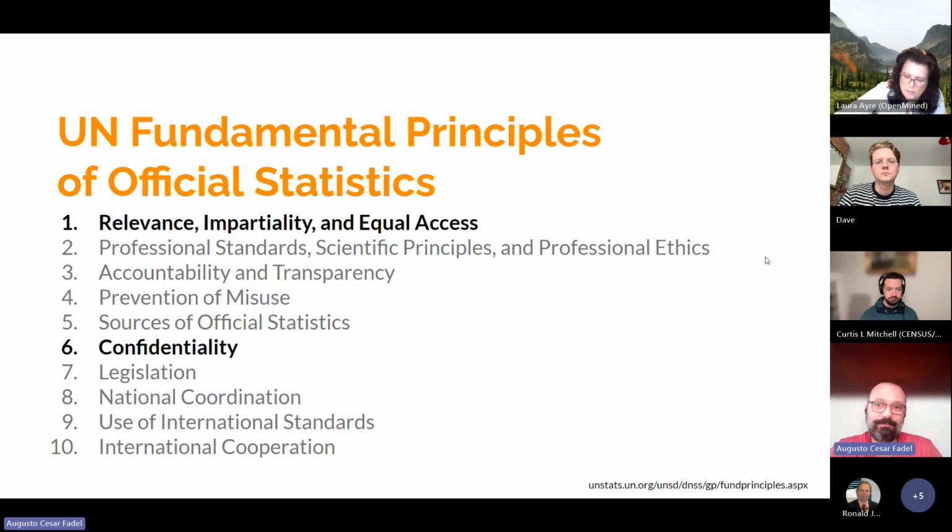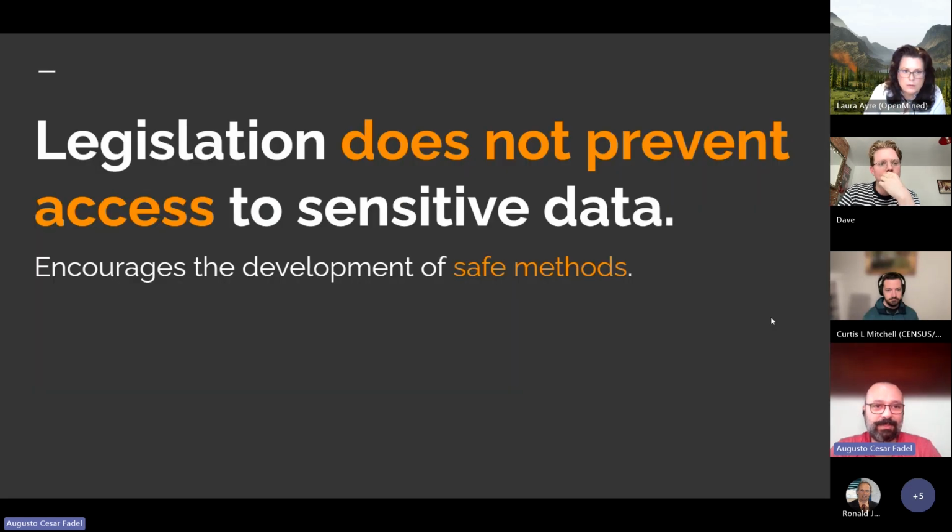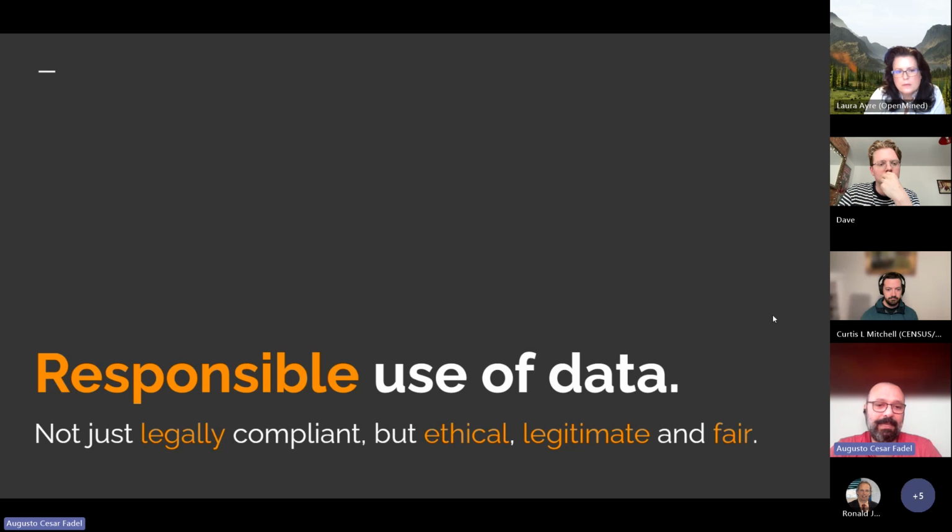Just to mention briefly the fundamental principles of official statistics, we need to deal with all of them, but in this context the first and sixth ones are very important. We need to provide as much access to information as we can and guarantee confidentiality, and that this information is used only for statistical purposes. But at least in Brazil, legislation does not prevent access to sensitive data. We are aiming more at a responsible use of data, not just being legally compliant, but ethical, legitimate, and fair as well.